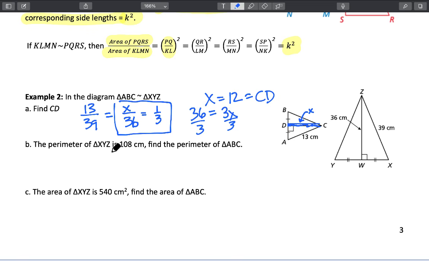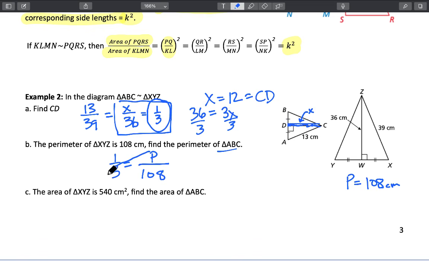Next up, it says if the perimeter of triangle XYZ, I'm just going to put this down here, perimeter is 108 centimeters, so all the way around, X to Y, Y to Z, and back to X, 108 centimeters. We want to find the perimeter of triangle ABC. All right, well, remember, perimeter differs by this same scale factor, this same similarity ratio. So I'm going to use that same similarity ratio, 1/3, and set that equal to the ratio of their perimeters. Now the larger triangle here, XYZ, has a perimeter of 108, and that's going to go in the denominator, and we're going to let P be the perimeter of triangle ABC.